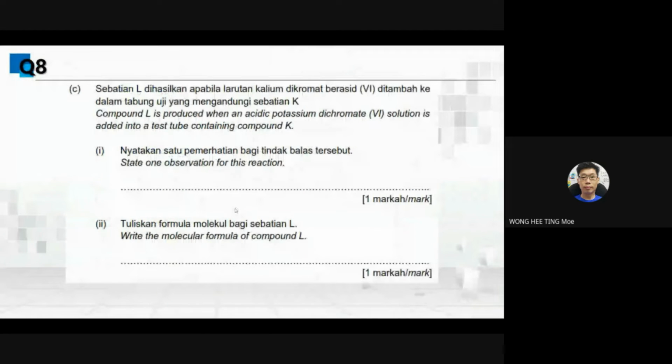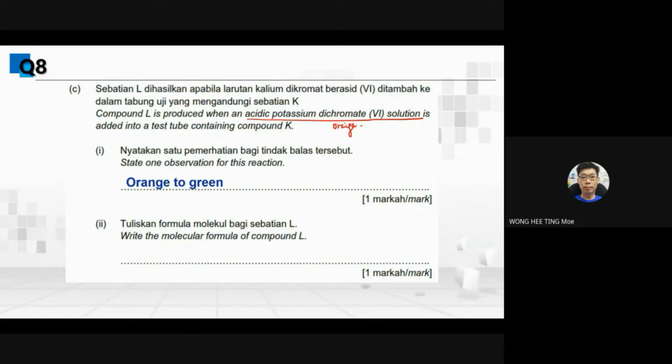Now, L is produced when an acidified potassium dichromate solution is added to the test tube containing K. What is the color of acidified potassium dichromate? Yes, it's orange initially. Now state the observation. So initially orange, what will it change to? Orange changes to green. Yes, orange to green.